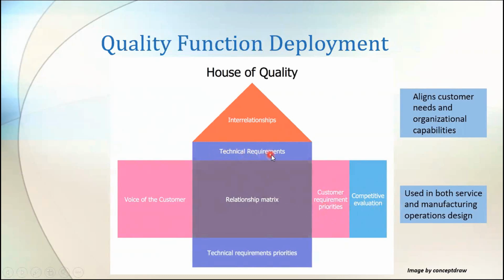Then we have the technical requirements on the top, and the interrelationships between the technical requirements. It helps us to understand how the technical requirements affect each other. That's an important part. So all of this goes into a relationship matrix where we compare the voice of the customer to the technical requirements. And on this end, we rank the requirements. Then at the bottom, we have the technical requirements priorities. So we rank the technical requirements, and we rank the customer requirements. And we use this to determine how we should best design our product.